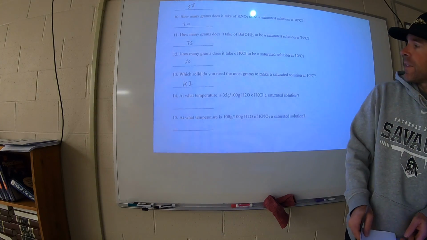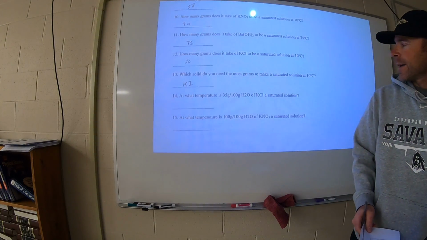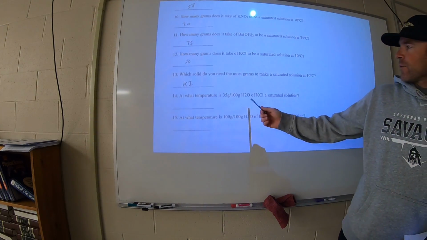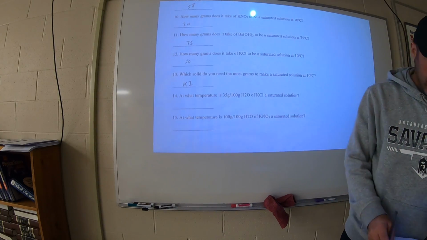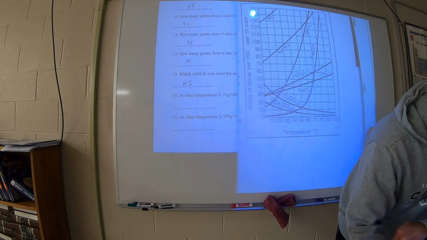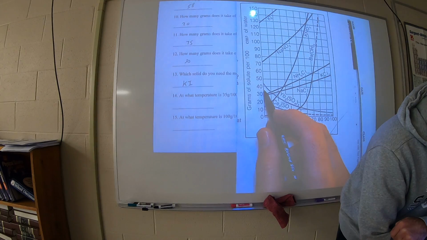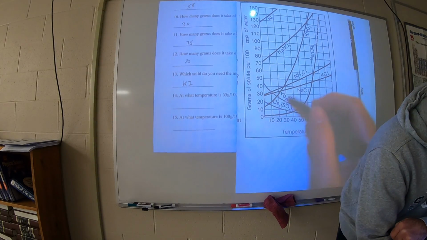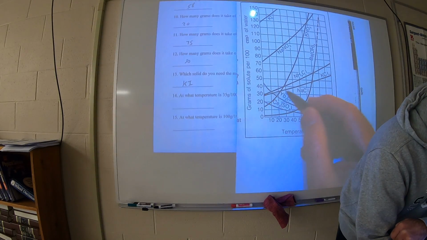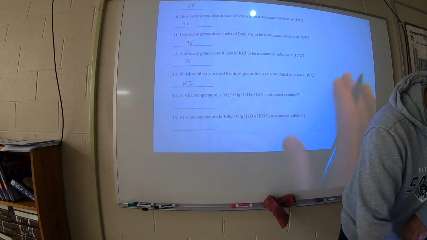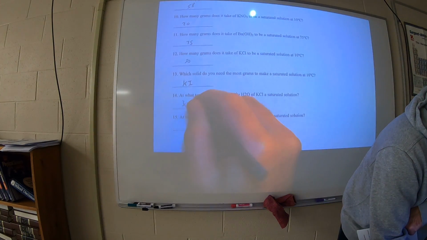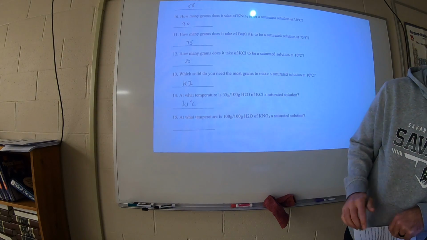Number 14, at what temperature is 35 grams per 100 grams of water of KCl a saturated solution? So find 35 grams and intersect it with KCl. Let's say it intersects here at about 30 degrees Celsius. So 30 degrees Celsius. That's supposed to be a C.